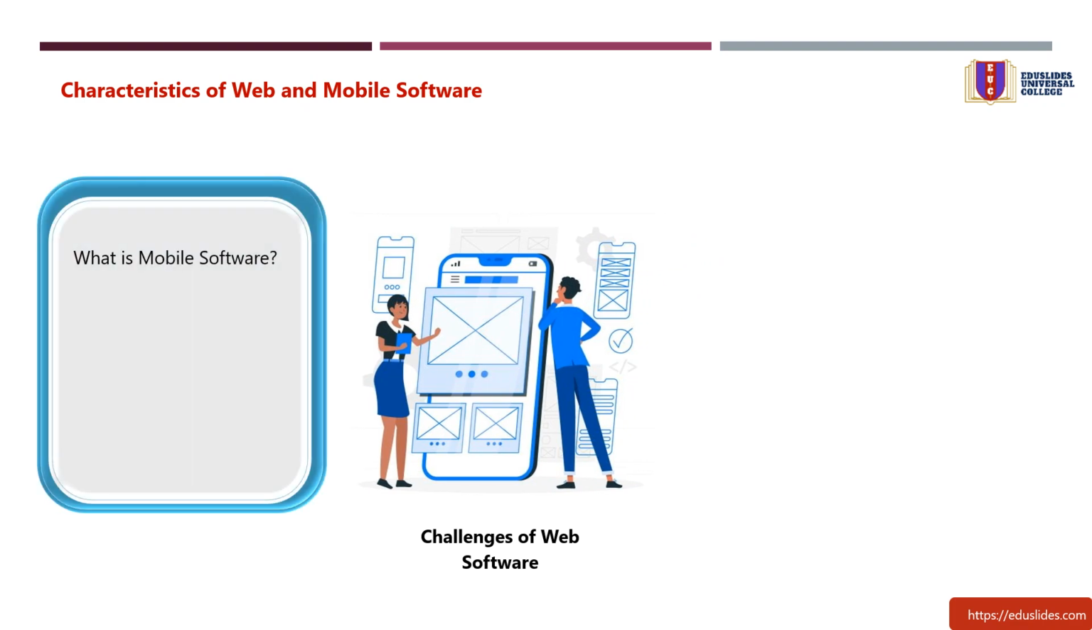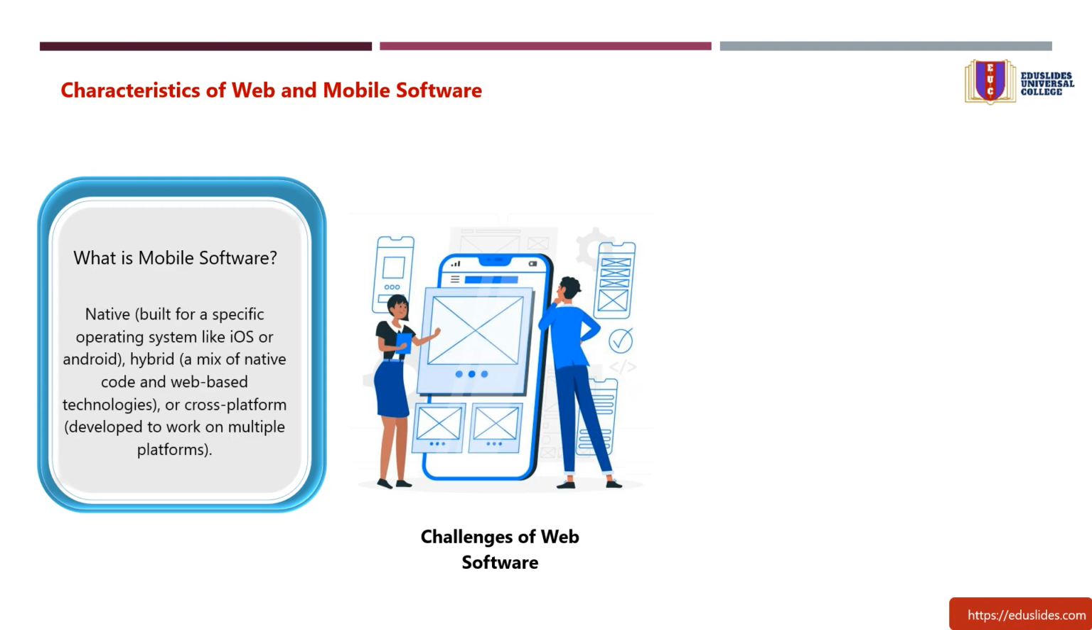What is mobile software? Mobile software refers to applications designed specifically to run on smartphones, tablets, and other mobile devices. These apps can be native, built for a specific operating system like iOS or Android; hybrid, a mix of native code and web-based technologies; or cross-platform, developed to work on multiple platforms.